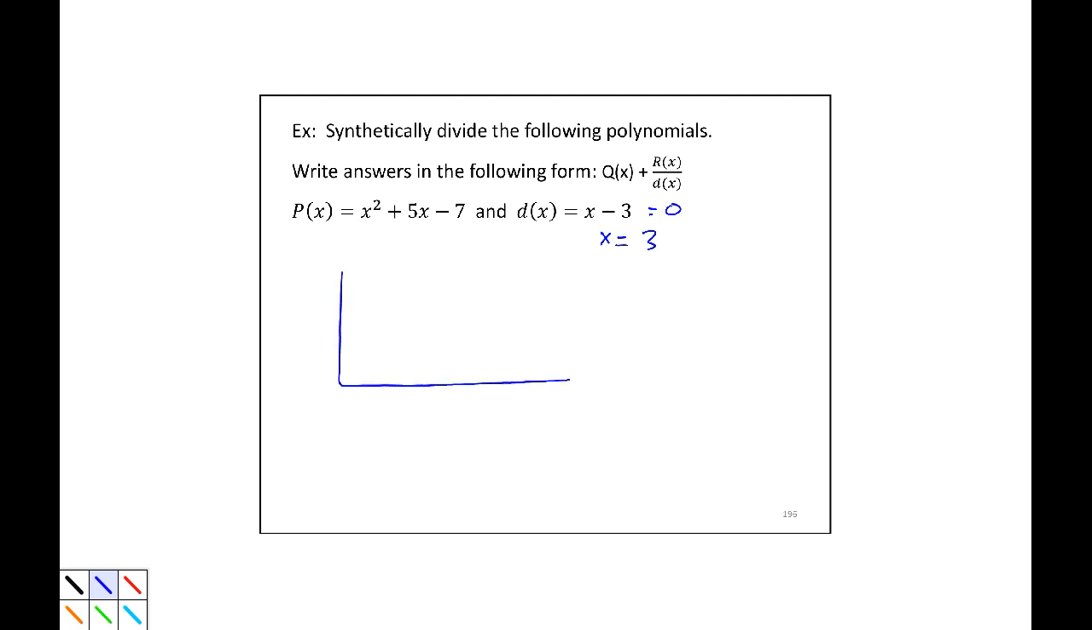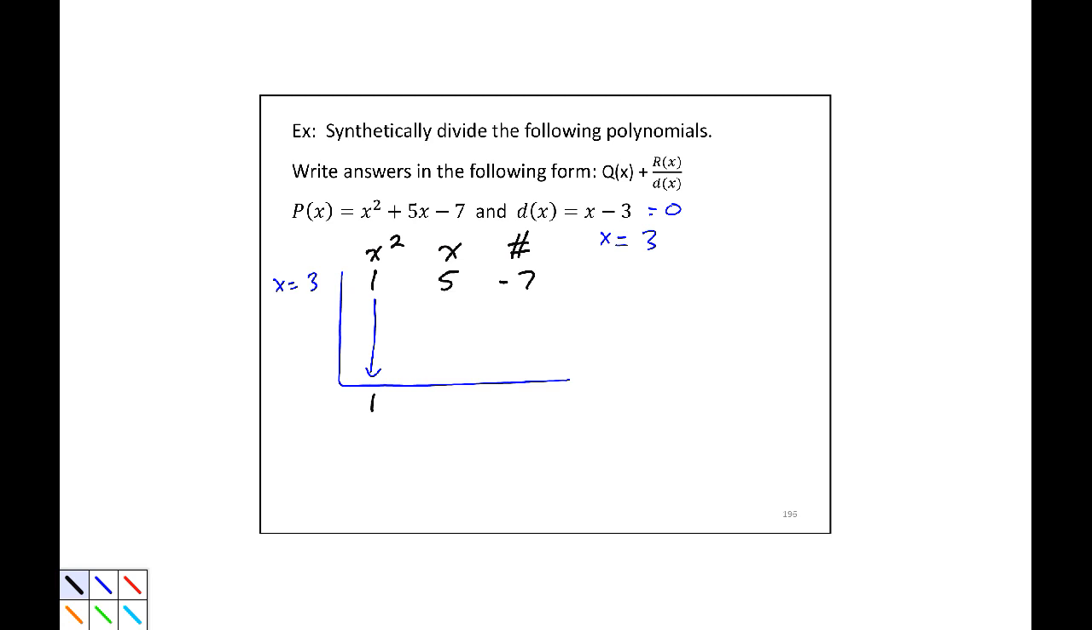All right, so I'm going to put x equals positive 3 out here, and I'm going to put my coefficients here. So my x squared, my x, and then my constant. Those would be 1x squared plus 5x minus 7. Put those there. Now I'm going to bring down my first value. So I have a 1.